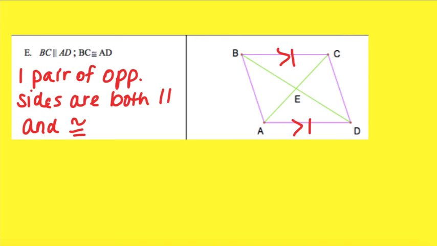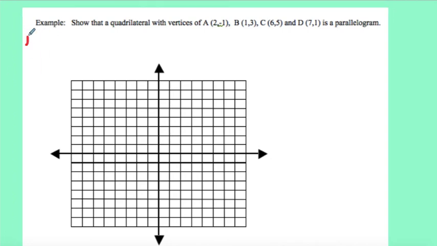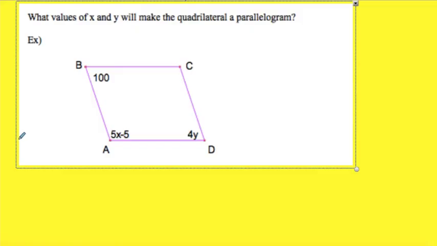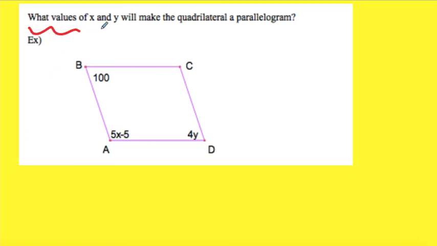All right, I want you to skip this next problem. We're going to talk about this in class. You can read it and think about how we might be able to do that. But I would like to look at some textbook examples, questions that you might have to solve using this. It says, what values of x and y make the quadrilateral a parallelogram?